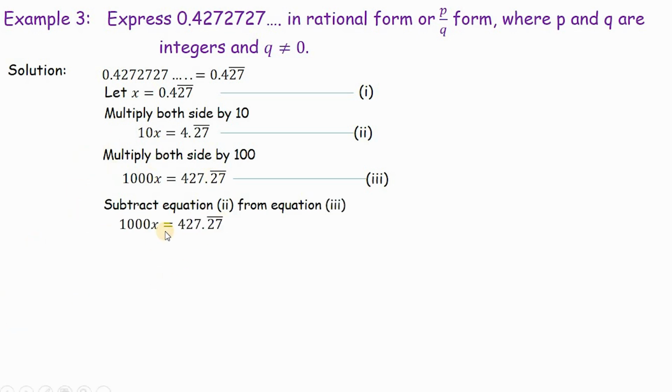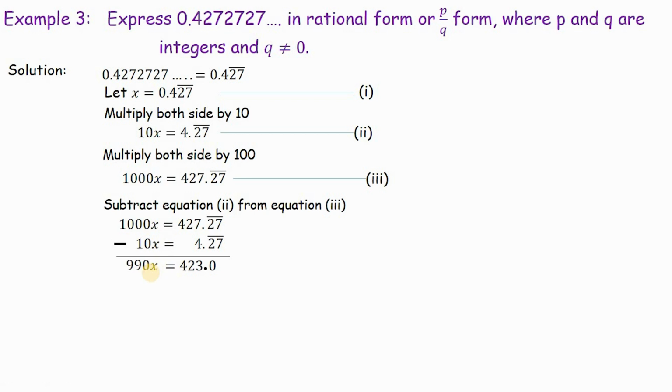So first we'll take down the third equation, that is 1000x equal to 427.27 bar, followed by the second equation, that is 10x equal to 4.27 bar, and we'll subtract it. Now since the digits after the decimal points are exactly the same, we'll get 0 here, and we'll write down the point, and 427 minus 4 is 423. We'll write down this equal to sign. Then 1000x minus 10x is 990.